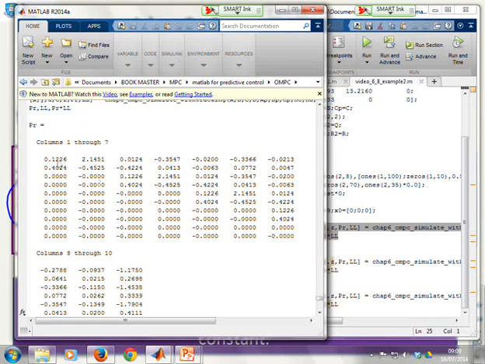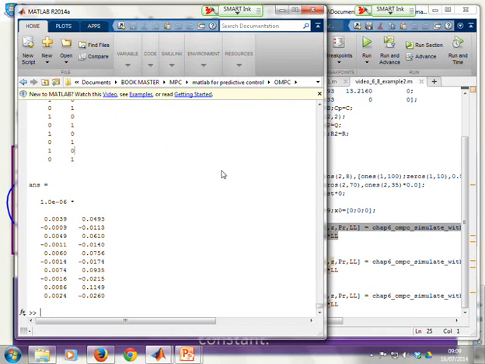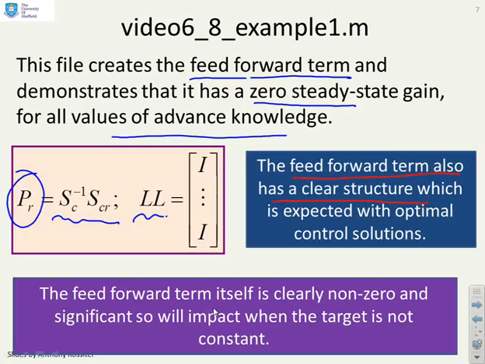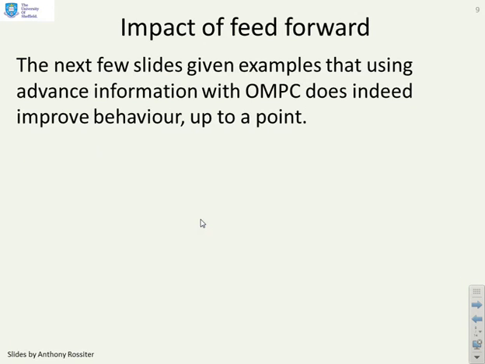You look at the PR term and you see you've got a block here, same block here, same block here, same block below. You've got a block here, same block here, and so on. You see you've got this striped structure, which is what you expect from optimal control. And also, you'll notice PR times LL is essentially 0. So that's just reminding you that we've also got video 6.8 example 2. And in both cases, we saw that we got what we expected.